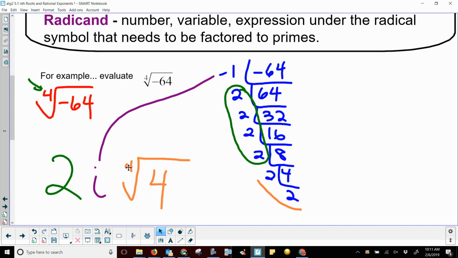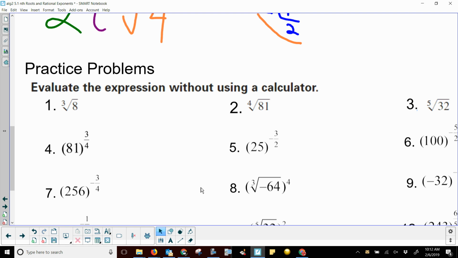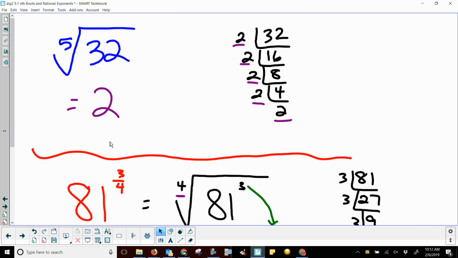But make sure you have this guy right here, because without it, you look at it and you go, oh, square root of 4, well, that's 2. And then 2 times, no, hold on. We need this 4 there. It is very, very important, saying we need the 4th root of 4. So we did some more practice problems, I think, on the next page.